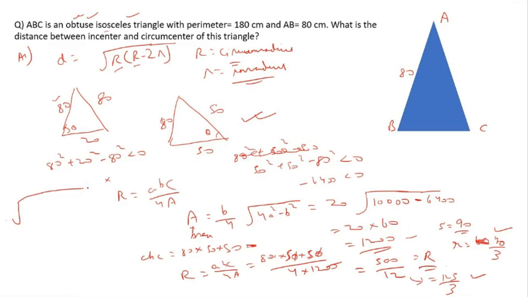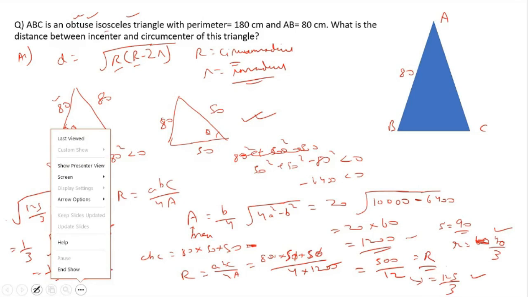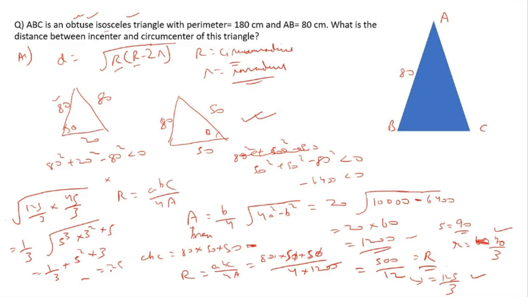The distance between the incenter and the circumcenter would be the square root of R into R minus 2 times r. So 125 by 3 minus 80 by 3, which will be 45 by 3. So 1 by 3 comes out. This is 5 cube into 45, which is nothing but 3 square into 5. So 1 by 3 into 5 square comes out and 3 comes out. So this will be 25. This will be 25 is the answer.